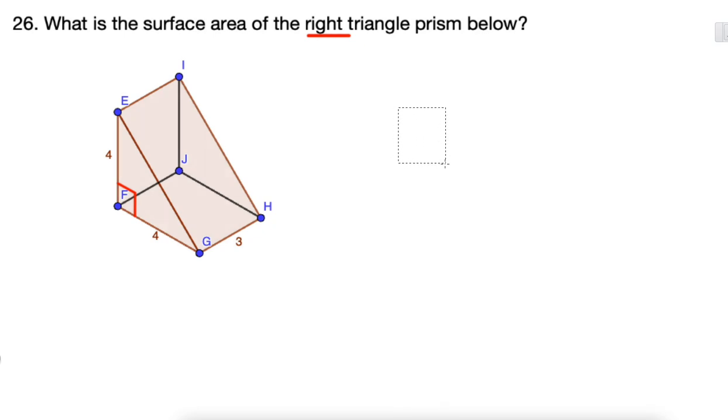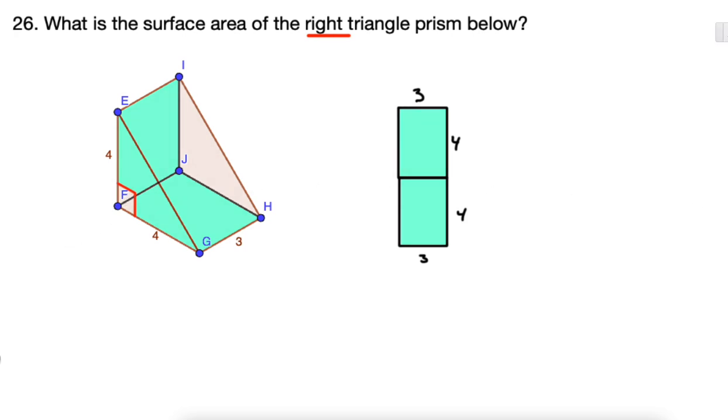So why don't we make our net. Let's start with a 3 by 4 rectangle. It's right next to another 3 by 4 rectangle. These right here. Let's get some colors. So I got these two right here are both 3 by 4. Okay, and then I have a triangle that comes off.